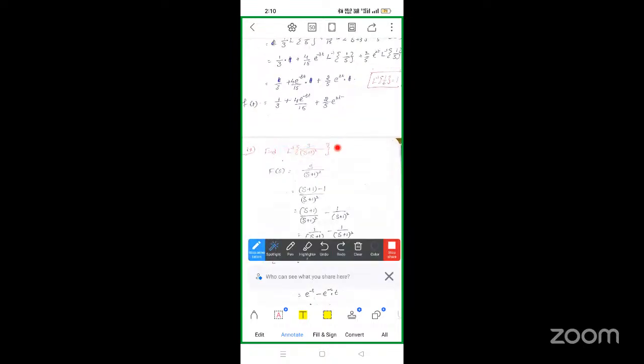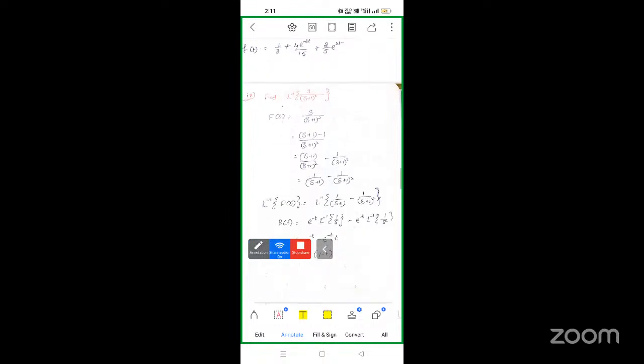So next example. Find L inverse of S by S plus 1 whole square. So let F of s is equal to s by s plus 1 whole square. So adding 1 and subtracting 1 in the numerator: in the numerator, s plus 1 minus 1. So separating the denominator for each and every term of the numerator. First term s plus 1 by s plus 1 whole square, second term minus 1 divided by s plus 1 whole square. So s plus 1, s plus 1 cancel, 1 by s plus 1 minus 1 by s plus 1 whole square.